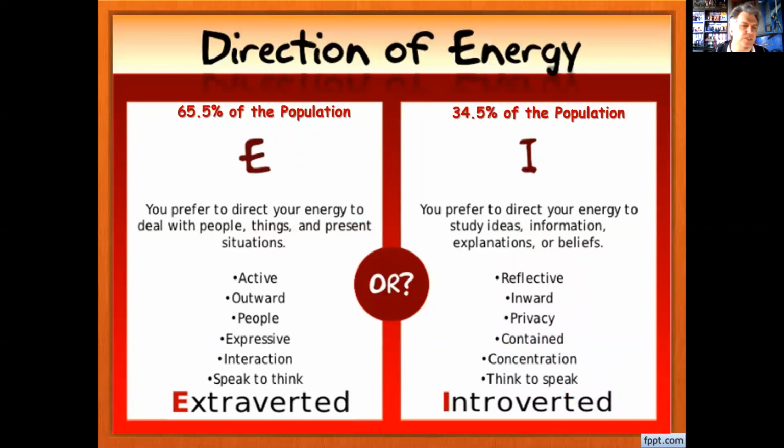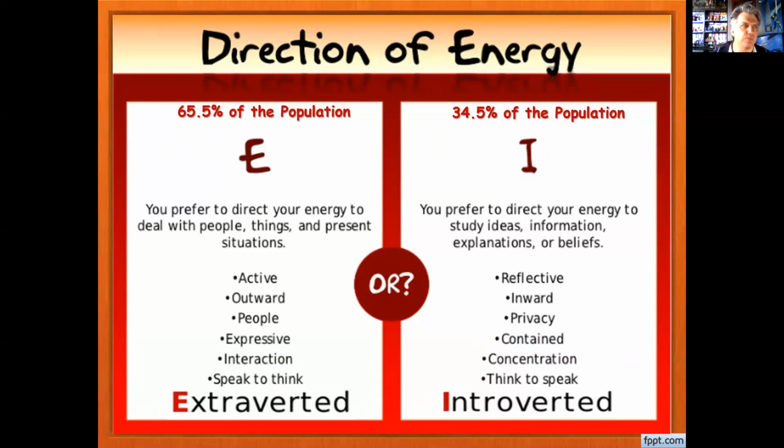Now again, what does the E mean versus the I? The E means that you're more extroverted, you're more outgoing, and 65.5% of the U.S. population falls under extroverted. Very active, very outward, people, expressive interaction. You speak before you think, and you want to deal with people, you want to deal with situations. Yet 34.5% of us would get the I, which is introverted, which is a little bit more reflective, inward, private, contained, concentration, time to speak.